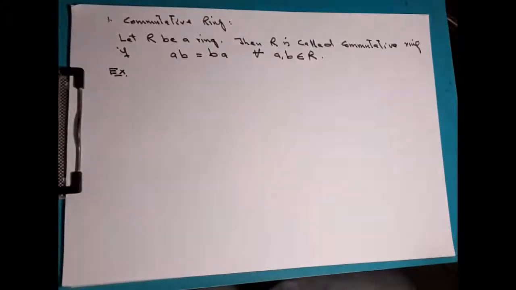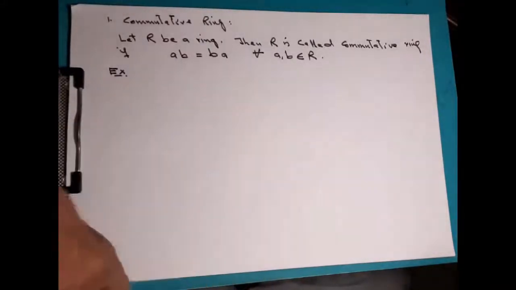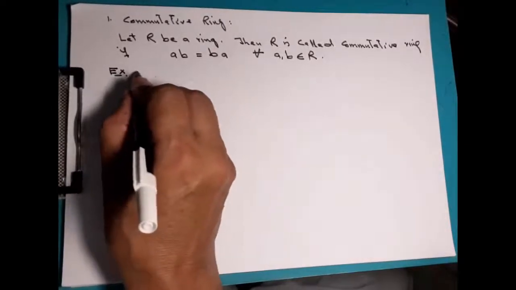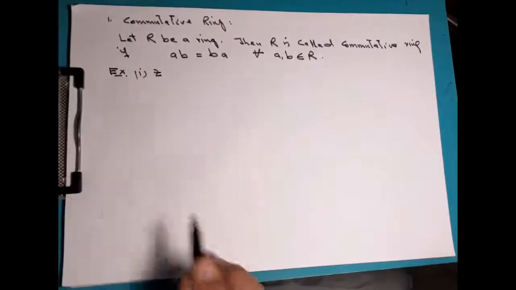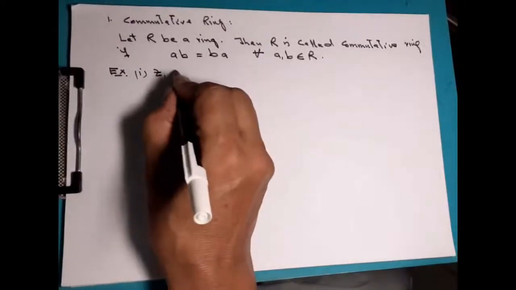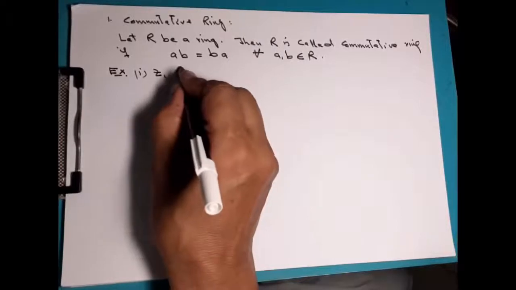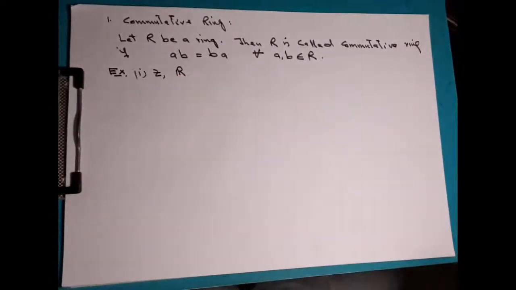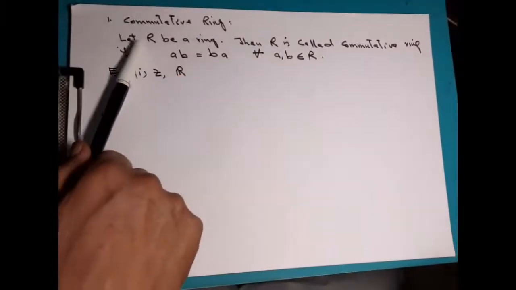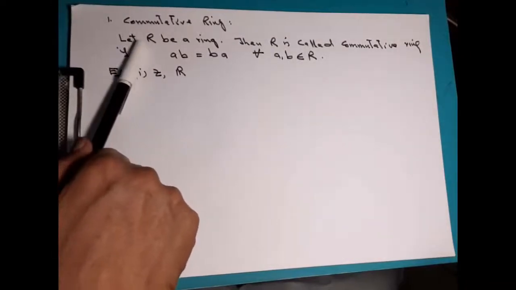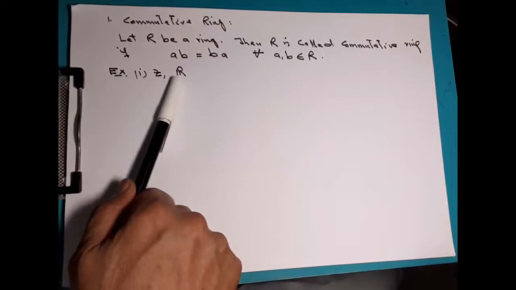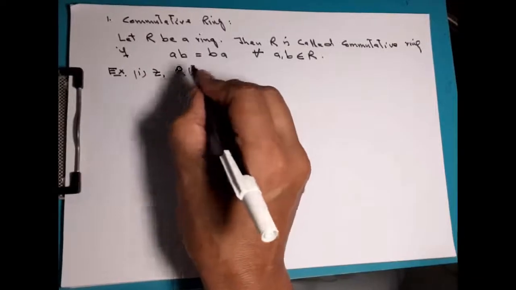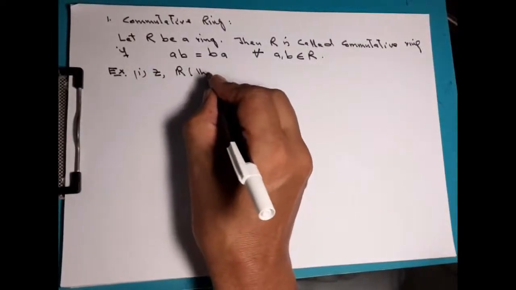So let's see examples of commutative rings. Z, the ring of integers, or the ring of real numbers. When we write R in this way, this means a symbol for a ring. And when we write R in this way, this means the ring of real numbers.